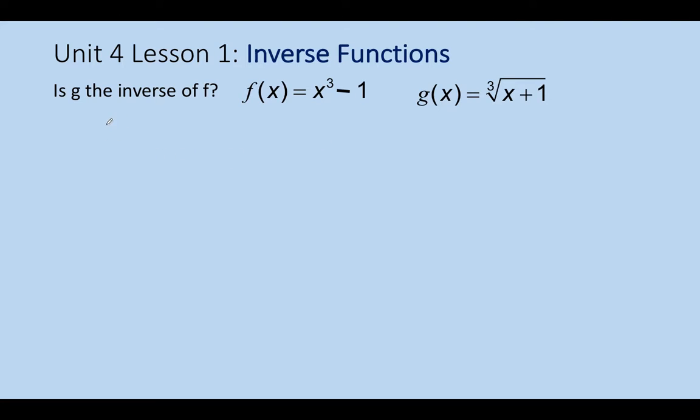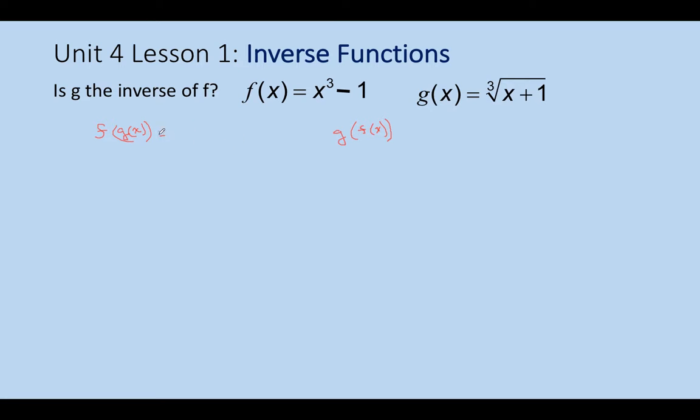Well, simply we're going to figure out what is F of G of X, and then we're also going to figure out what G of F of X is. If both of these wind up totaling x, well, then they're going to be inverses. And if not, well, then no.